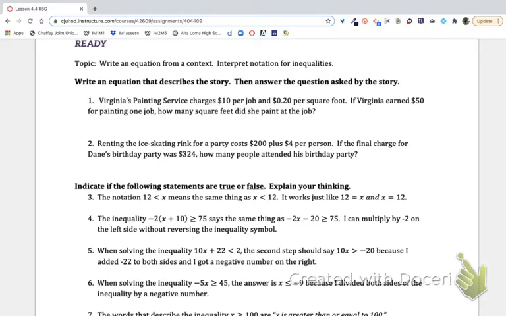Right, ready, set, go for lesson 4.4. I'm going to do some of the odd problems here, maybe some of the evens, we'll see. But for number 1 and 2, writing that equation, describing the story, then we need answers.